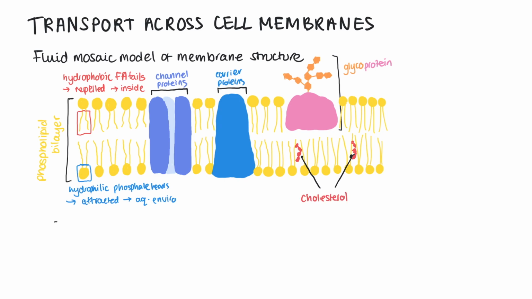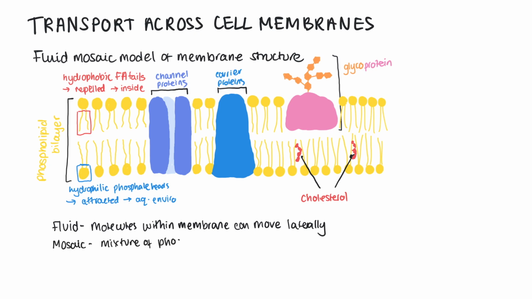So why do we call this the fluid-mosaic model? Fluid just means that molecules within the membrane can move laterally, for example the phospholipids, and mosaic just means that it's a mixture of phospholipids, proteins, glycoproteins, glycolipids, and everything else.